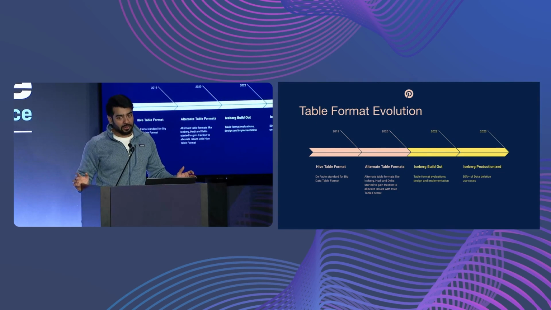Okay, so let's look at how table formats evolved in the industry and I'll also try to tie that in with what we saw at Pinterest. Until 2019, Hive was the dominant table format. We all know it, we all likely still use it. But starting in 2019, we started seeing alternate table formats like Hoodie, Iceberg, Delta. They started taking traction, getting a lot of attention. And at Pinterest, it was after 2020 when we started getting serious about these alternate table formats.